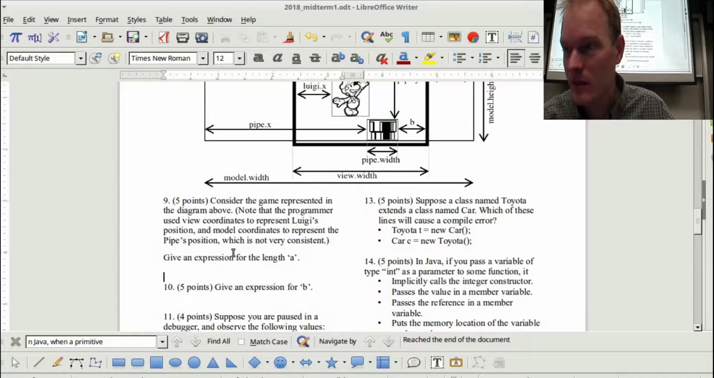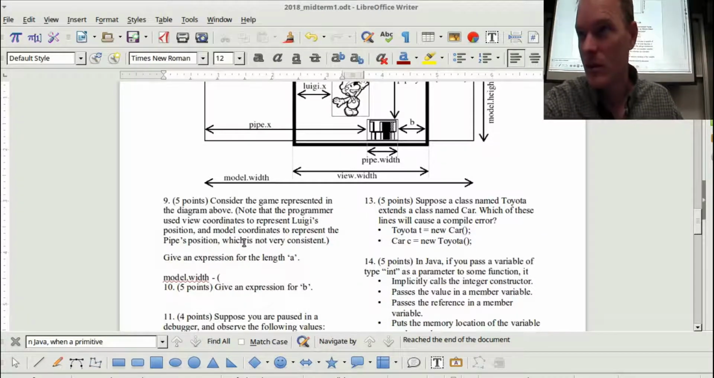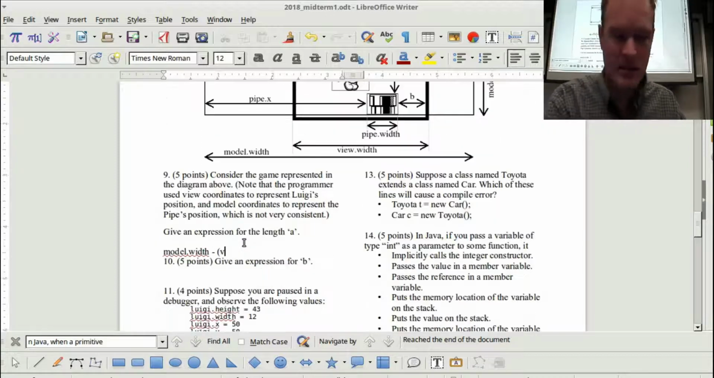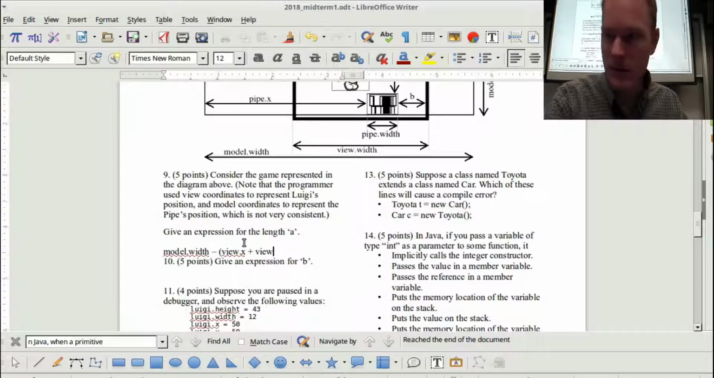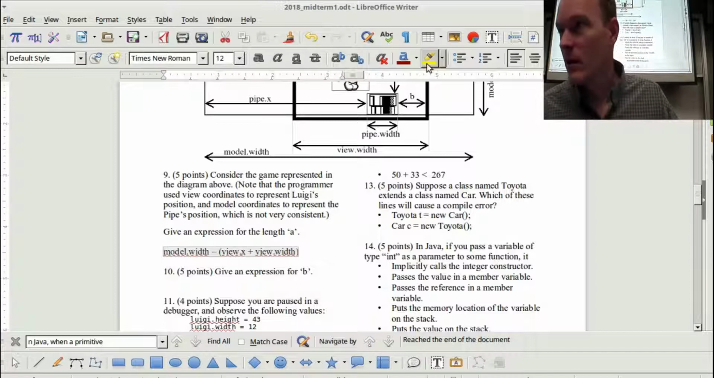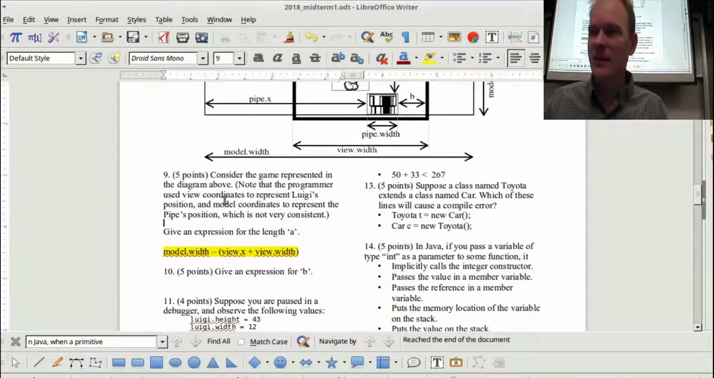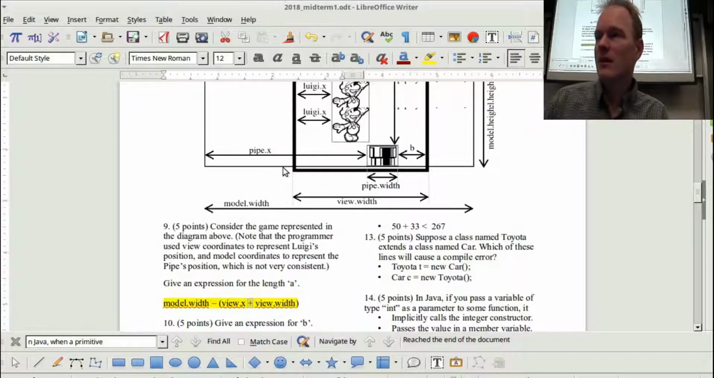That would be model.width minus, and then I made parentheses here because I'm going to say view.x plus view.width. And there you go. If you forgot your parentheses, that was a little mistake. If you did minus on this one and didn't have parentheses, then you were technically correct, and that's right. Anything that was right, I accepted.